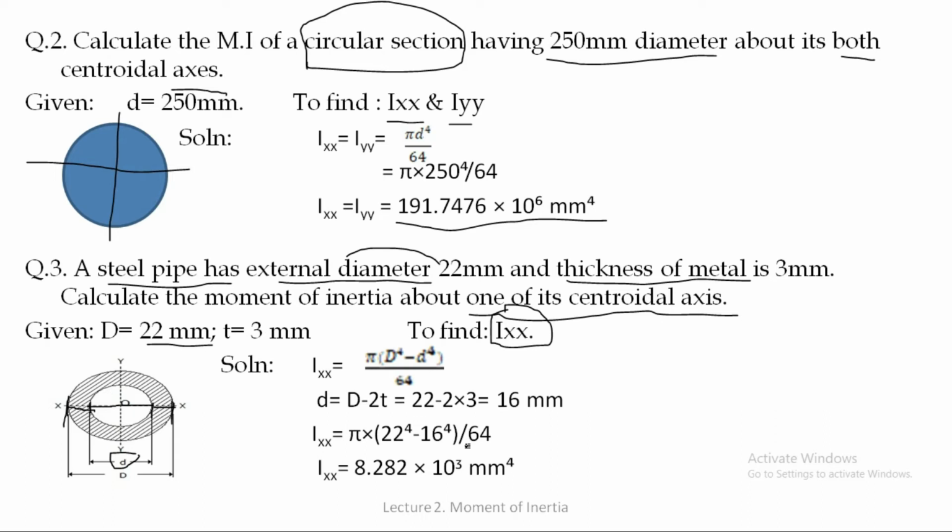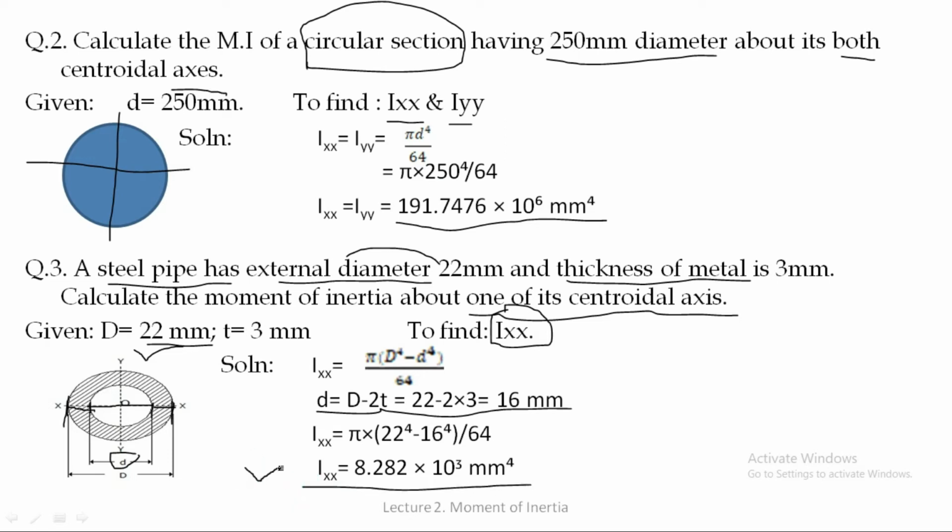Remember here that this is not a straightforward example. The values of dimensions are not directly given. We have to first find a dimension and then use the formula. Just one dimension, the outer diameter, is given, and here we require the inner diameter also. Thickness is given. From the relation of thickness, outer diameter and inner diameter, first we will calculate the inner diameter and then we will use the formula, pi by 64 capital D raised to 4 minus small d raised to 4, and then we will calculate Ixx.